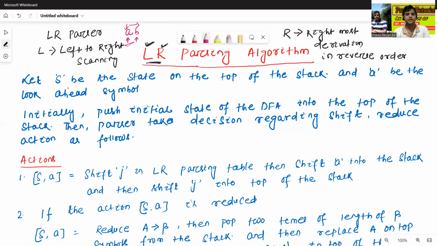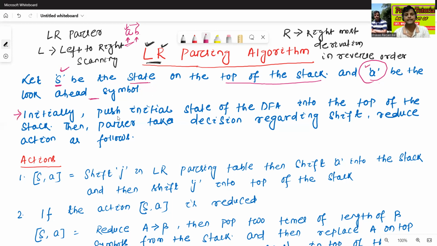See. Let S be the state on the top of the stack, and let A be the look ahead symbol. Here two terms are there, one is S and one is A. This S is the state on the top of the stack, and this A is called the look ahead symbol. So this is the first step.